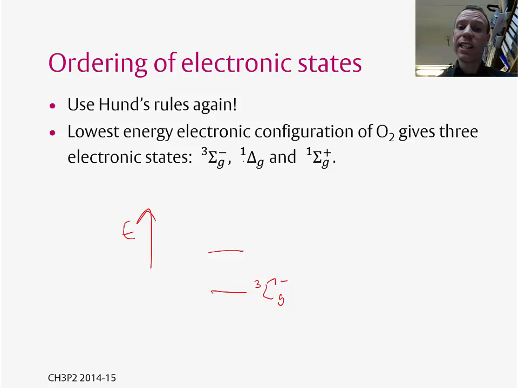So in this case, it's the singlet delta G state, because delta corresponds to a lambda value of 2. And then finally up here we've got the last state, the singlet sigma G plus. Okay, so now we've got the tools, the equipment to work out electronic configurations, hence work out electronic states, and then put these states in order of energy.